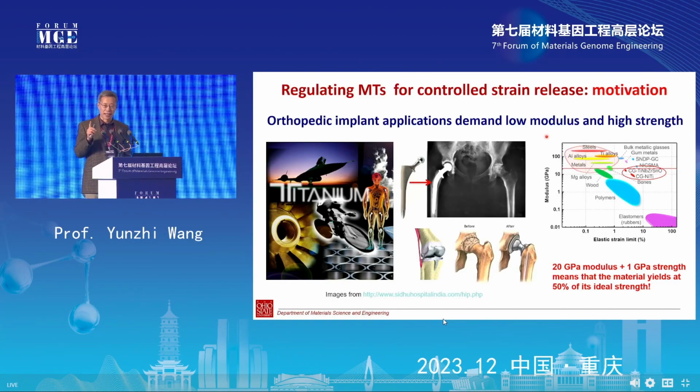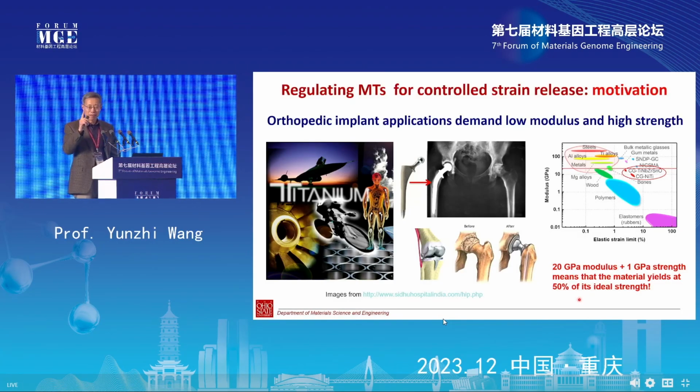All right, so this created a problem, and the requirement for the implant is we want very high strength, because that gives the wear resistance. At the same time, we want very low modulus. So this is the requirement. We want a 20 gigapascal modulus that matches the human bone, but we want 1 gigapascal strength. This requires the materials to yield at 50% of their ideal strength, and physical metallurgy tells us that's impossible. They usually yield at only 1% or even lower of the ideal strength.